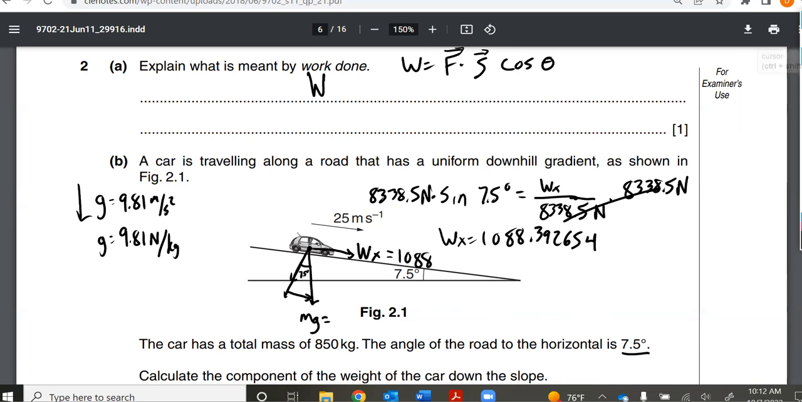Let's take a look at how many marks that one was worth. So 1 mark for realizing that work done is force times displacement, but only the component of force acting in the direction of displacement contributes to that product.